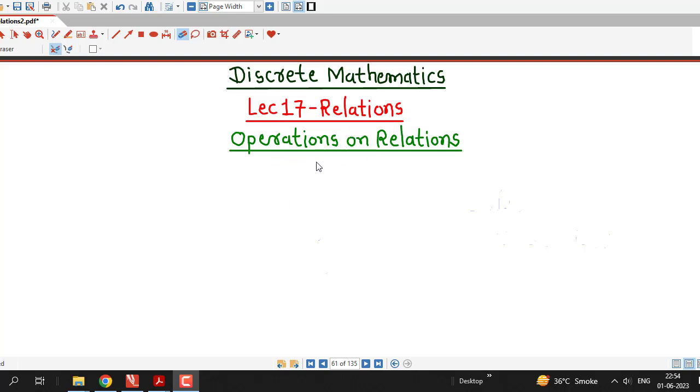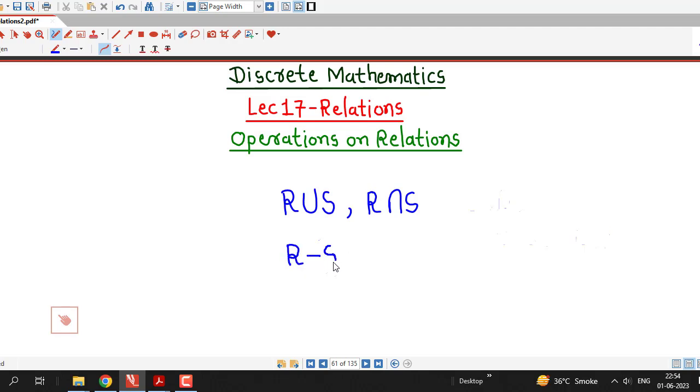In this lecture also we will discuss some more operations on relations. We have talked about union and intersection operations on relations in previous two lectures. Here we are going to discuss some more operations on relations. We can talk about difference of two relations also, and definition is same as we have discussed in set theory.